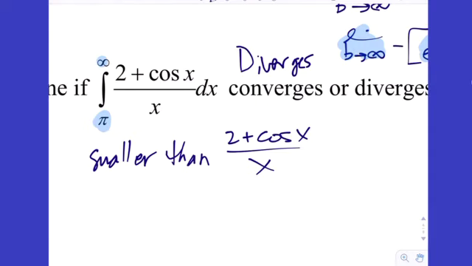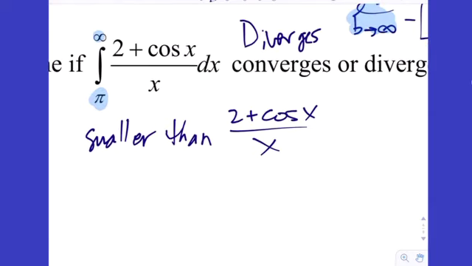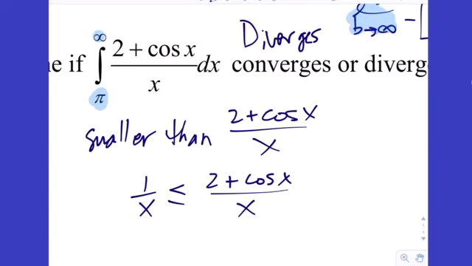One over x, yeah. So the choice is not given to us, but it should be something that's relatively obvious. 1 over x is less than or equal to 2 plus cosine of x over x for all x, and I'm going to use x greater than or equal to pi.